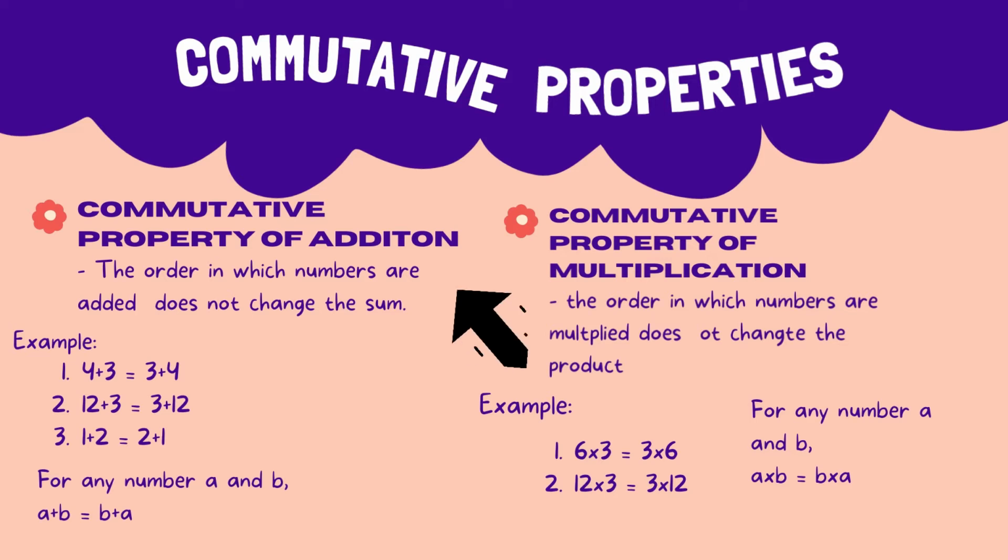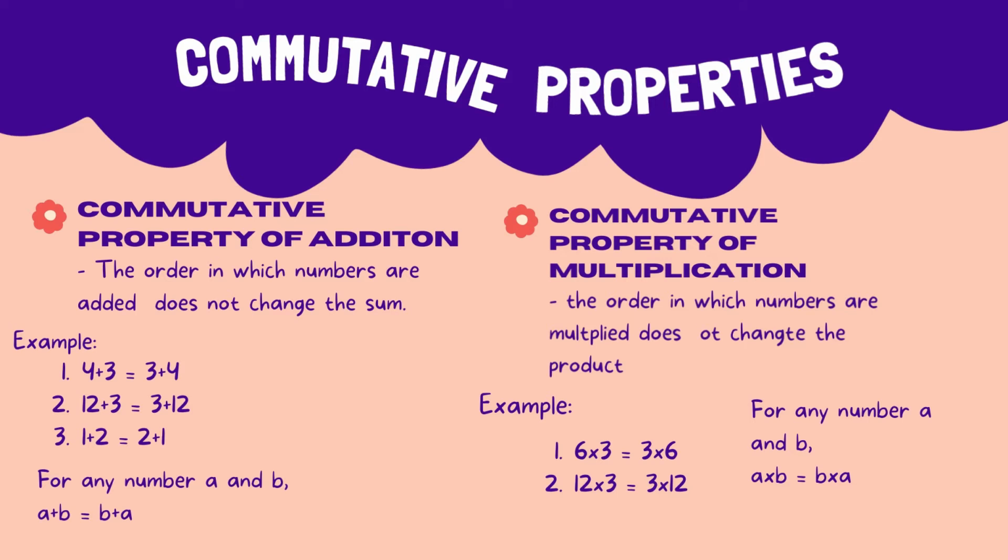When we say commutative property of addition, the order in which numbers are added does not change the sum. So let's have an example. 4 plus 3 is equal to 3 plus 4. As you can see, even though we change the order of the numbers, the result or the sum will not change. Another example is 12 plus 3 is the same as 3 plus 12. And the next example is 1 plus 2, which is also the same as 2 plus 1. So for any numbers a and b, a plus b is equal to b plus a.